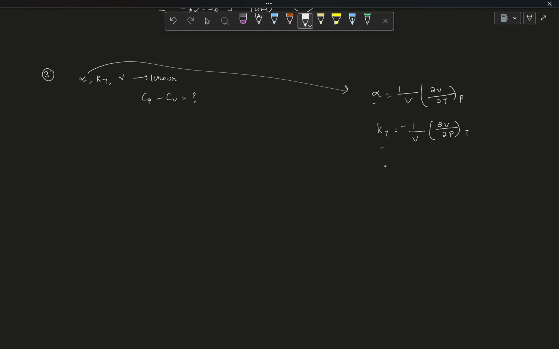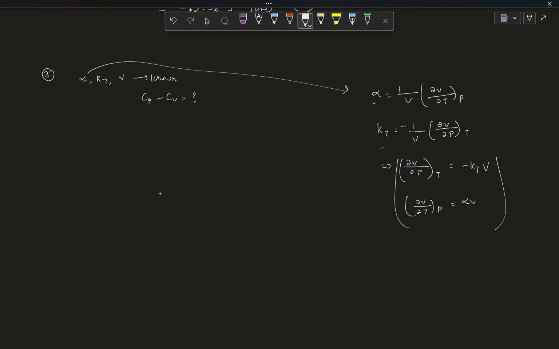So here you have del V del P at T constant is equal to minus Kt V, and del V del T at P constant is equal to just alpha V.